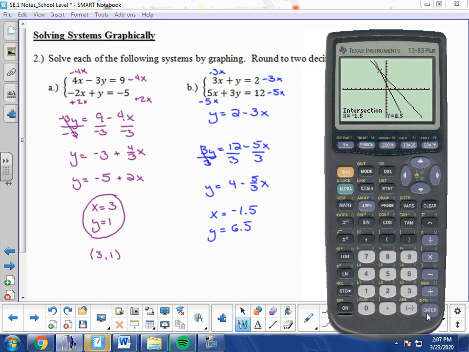So there's a little work that we have to do here when we solve them graphically, because we have to get both equations set equal to y by itself. And then we can type the equations into the calculator and let the calculator do the harder computations for us.